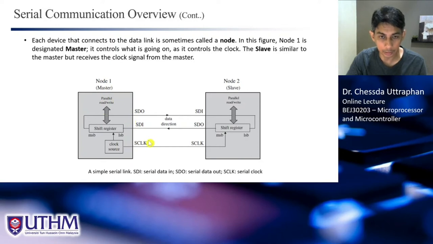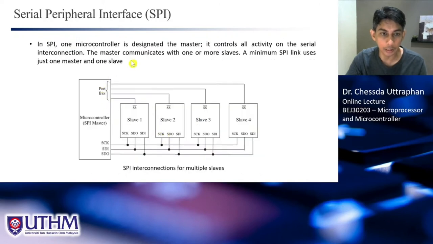Okay, so this is the concept of how synchronous serial communication is implemented. And this first one is the serial peripheral interface, or SPI. And this is how we connect the slave, or peripheral. The peripheral here can be a sensor, a display device, or another microcontroller.